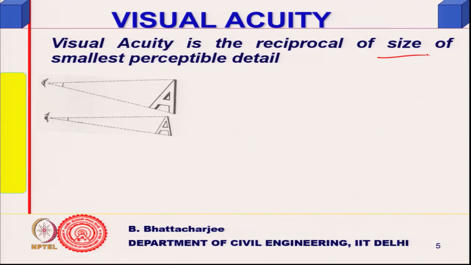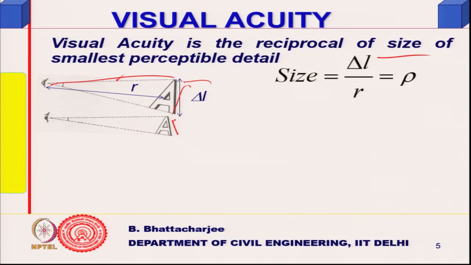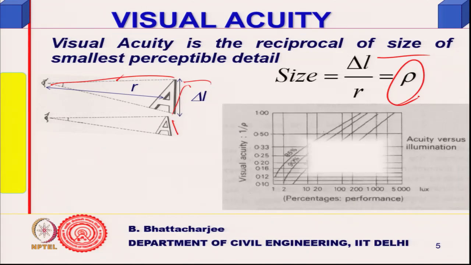For example, this A here, this is the size. The size will be this height, this length, divided by the distance. Here, for example, this length divided by this distance. So size is talked in terms of delta L by R, the angle, and we define it by rho, and visual acuity is 1 over rho.